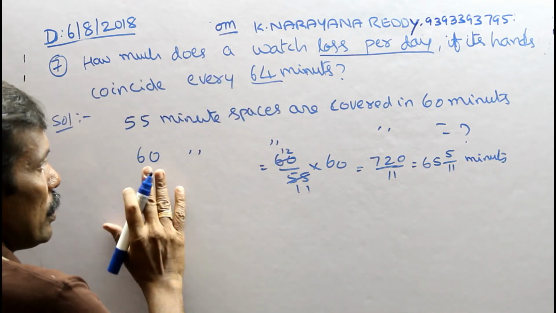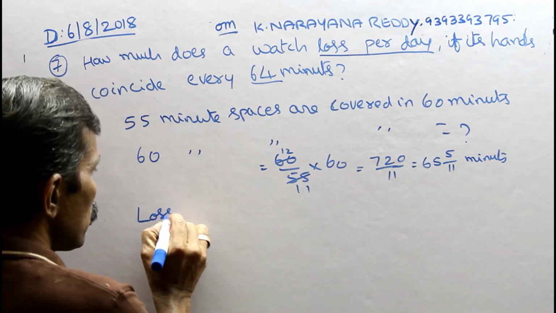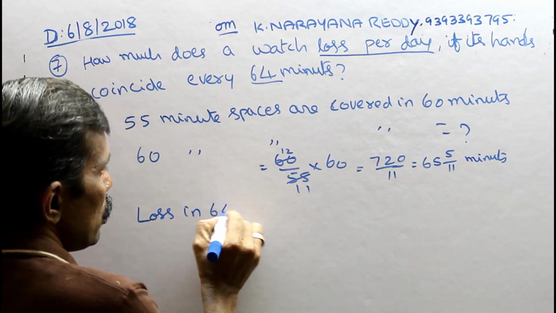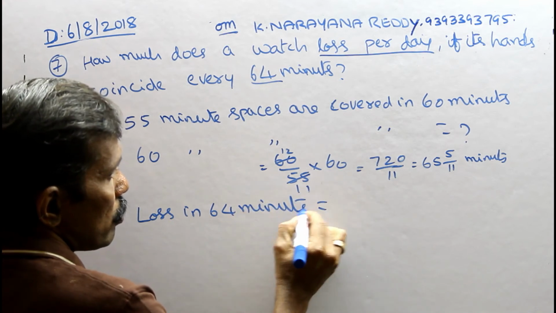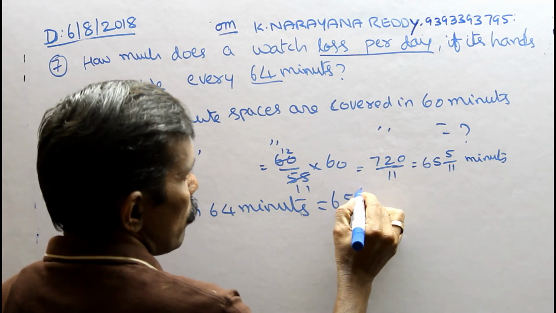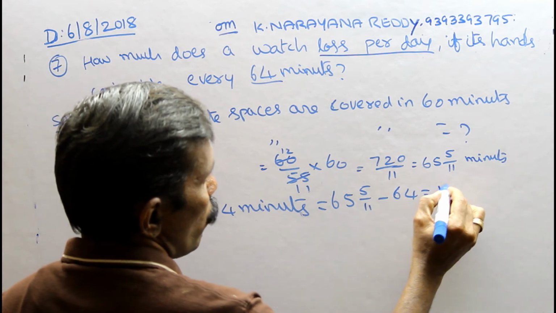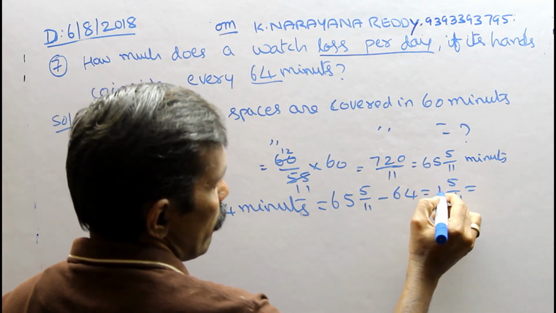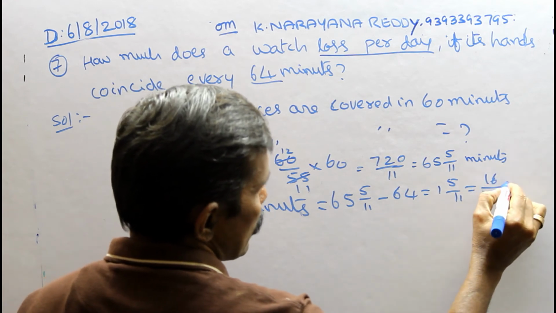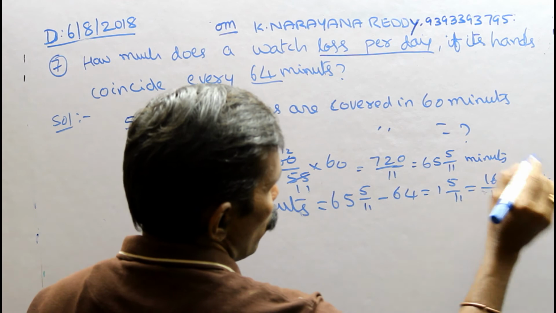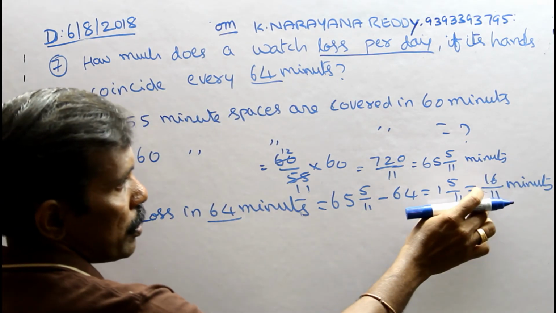So this is 60 minutes. 64 minutes loss equals 65 5 by 11 minus 64. What do I get? 1 5 by 11. That is equal to 16 by 11 minutes. Okay. So in 64 minutes, the loss is this much.